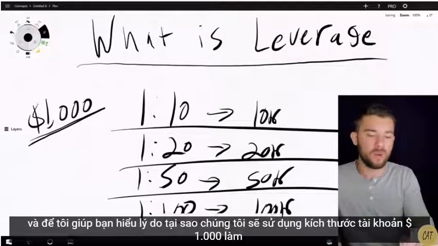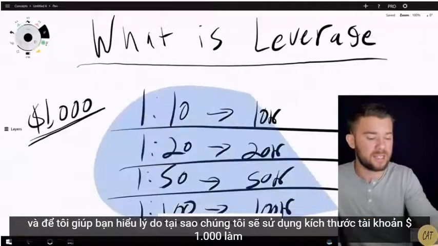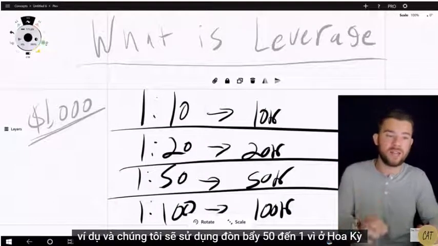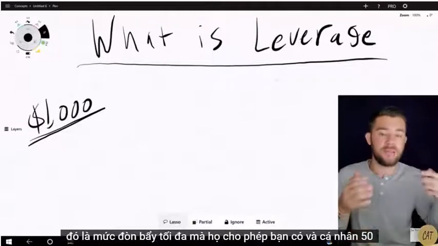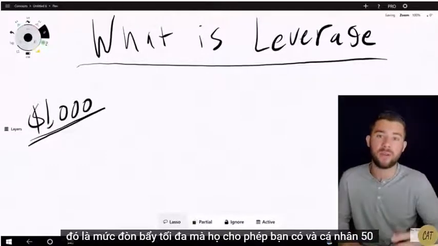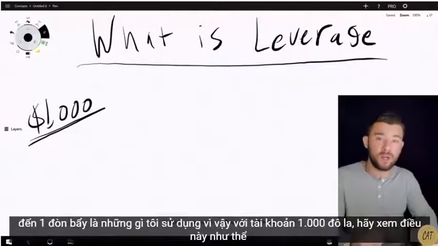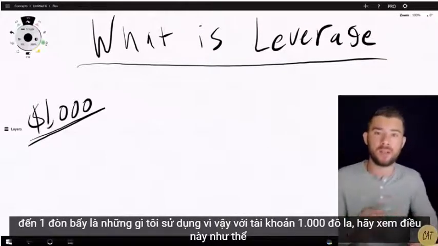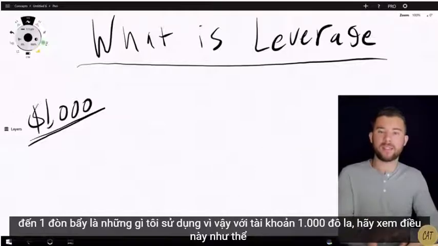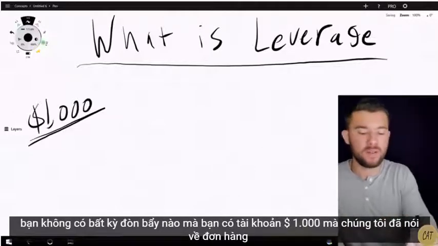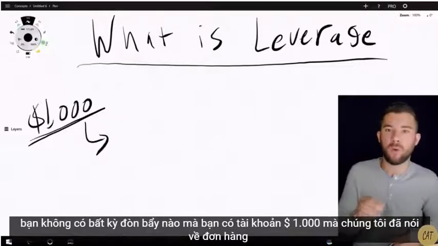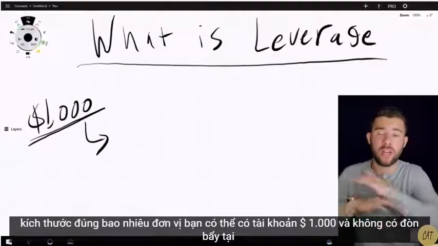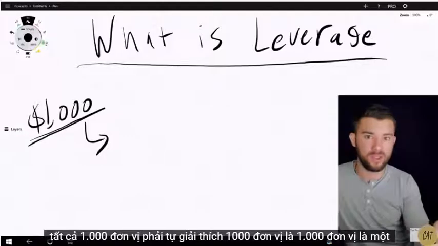We're going to use $1,000 account size as an example, and we're going to use the 50 to 1 leverage because in the United States, that is the maximum amount of leverage. And personally, 50 to 1 leverage is what I use. So, with a $1,000, let's look at this as if you don't have any leverage. You have a $1,000 account. We've talked about order sizes, right? How many units for a $1,000 account? No leverage. 1,000 units, right?